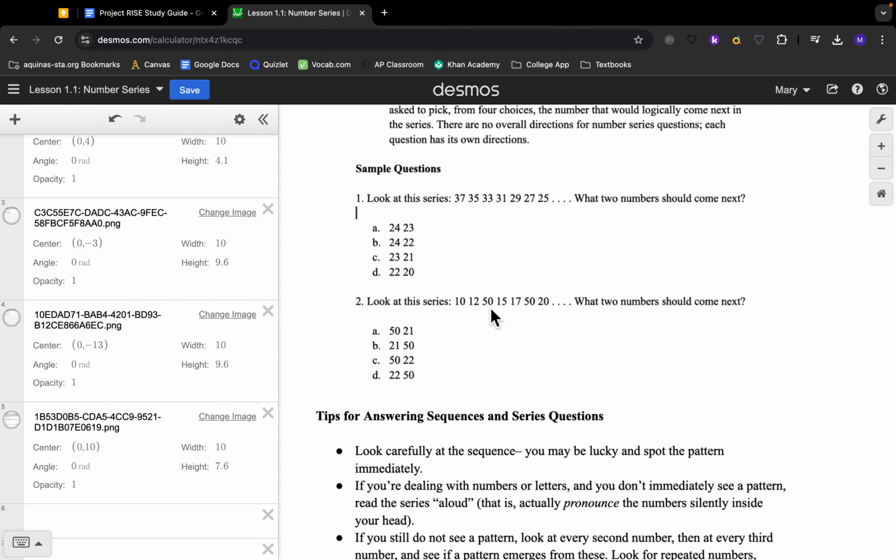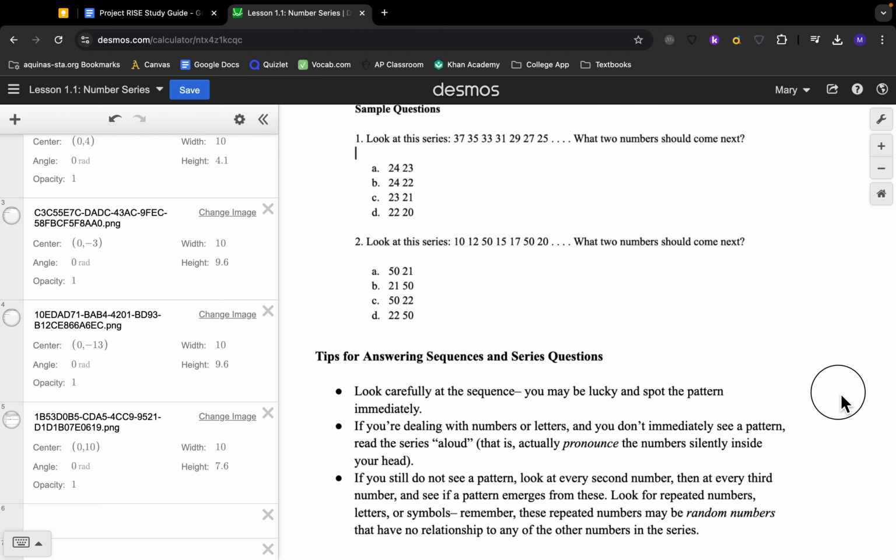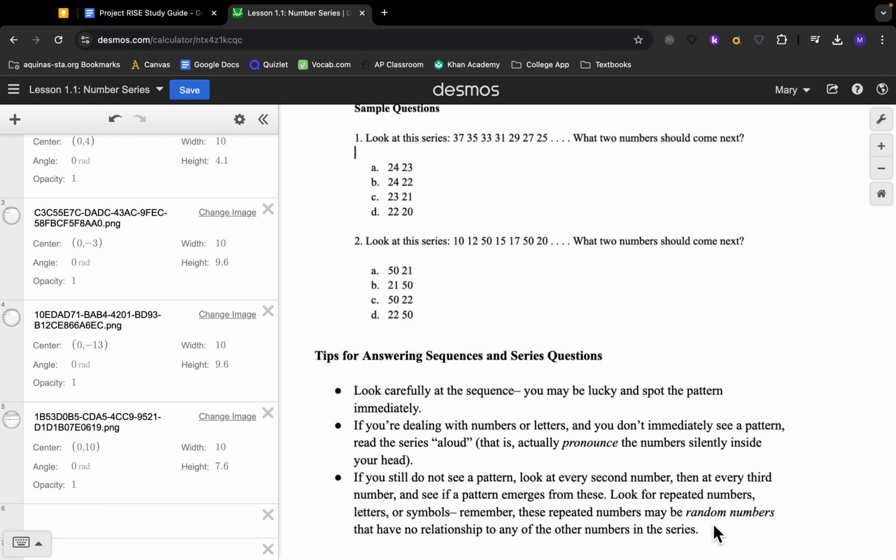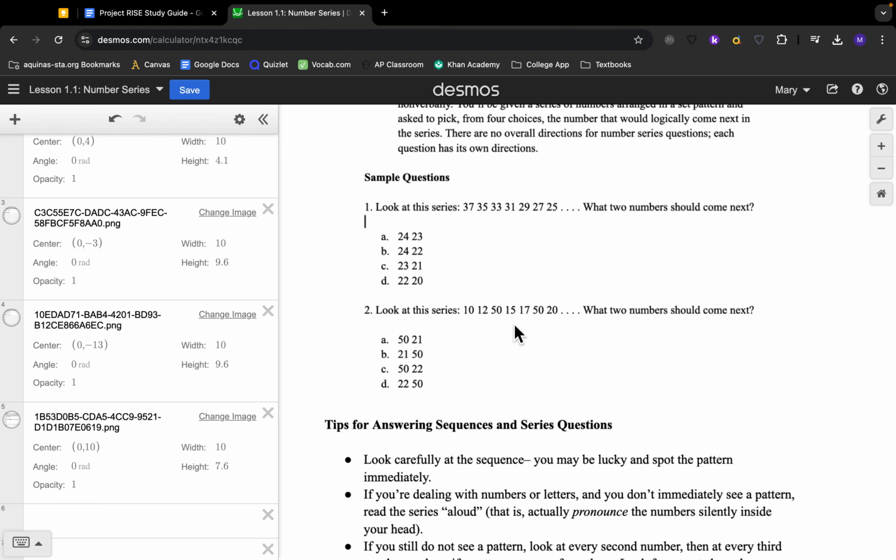But then we have that 50 in the middle, and it seems pretty random, and that is referring to tip 3, where we have random repeated numbers that don't have relationship to any of the numbers in the series. So we know that whichever number is following 20, which we found out was 22, there should be that random recurring number, 50, right after it, which is option choice D.